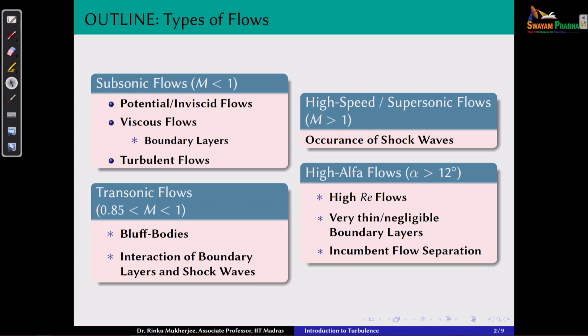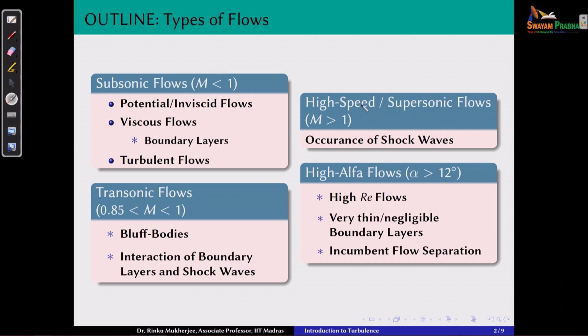So broadly, you would have subsonic flows, which is Mach number less than 1, and this is where we're going to tackle the turbulent flows that we are talking about, and you could have boundary layers as well in turbulent flows. I do not know if we will be able to cover all of that in this course. We'll see, it depends on the amount of time we have.